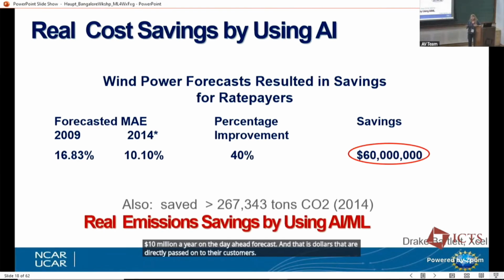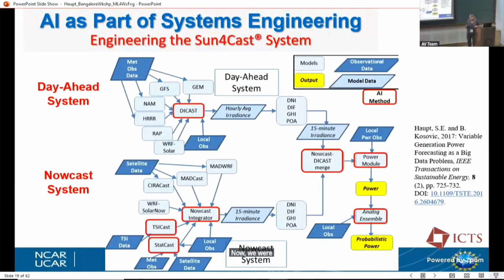In addition, they can run the renewable energy more efficiently, which means less coal and gas and oil being used. So they also calculated that for the year 2014, they saved 267,000 tons of CO2. And that was by having a system that included AI/ML. So, that was the point. The AI/ML has not only improved some of the esoteric problems, but it improves things that connect to our day-to-day lives.